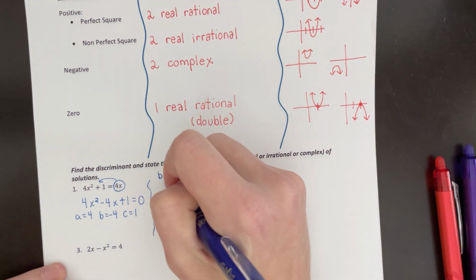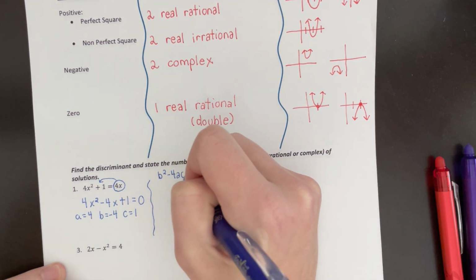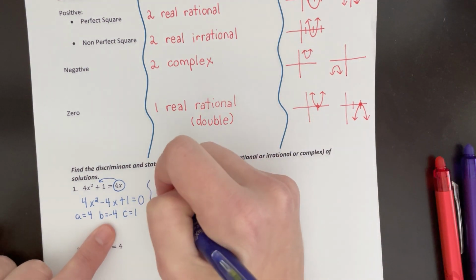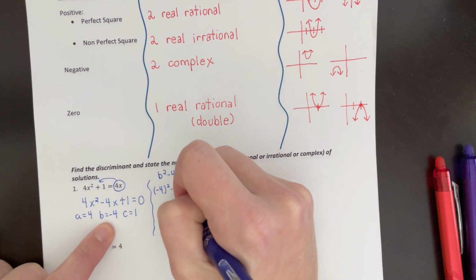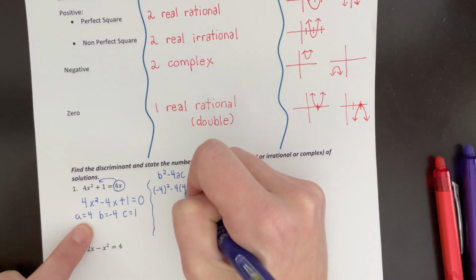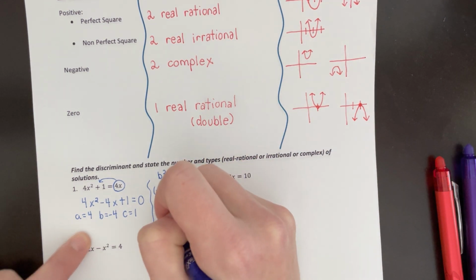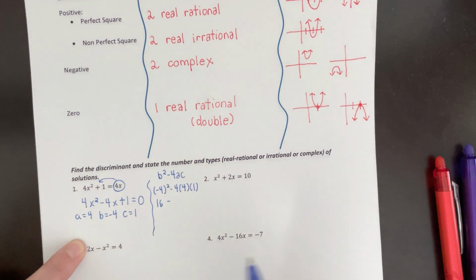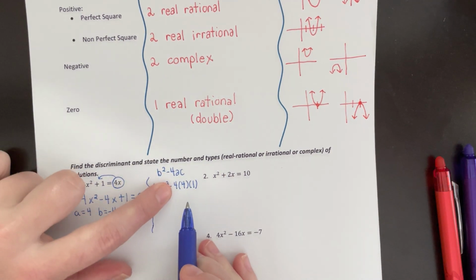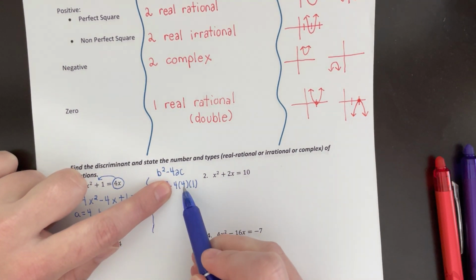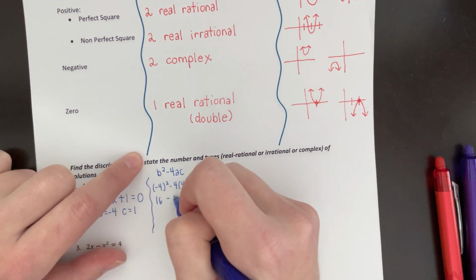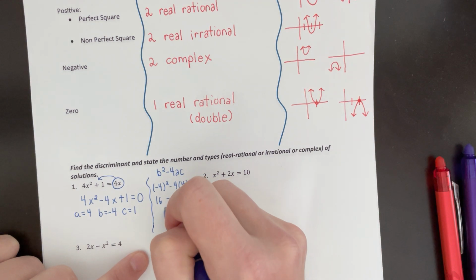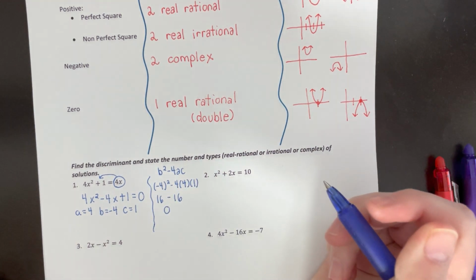So I want b squared minus 4ac. Okay, so b squared, I could write it like -4 squared minus 4 times a times c. So that's 16 minus, I always drag down the minus and then ignore it. And then 4 times 4 is 16 times 1. So that's 16. So 16 minus 16 is 0. So my discriminant is 0.